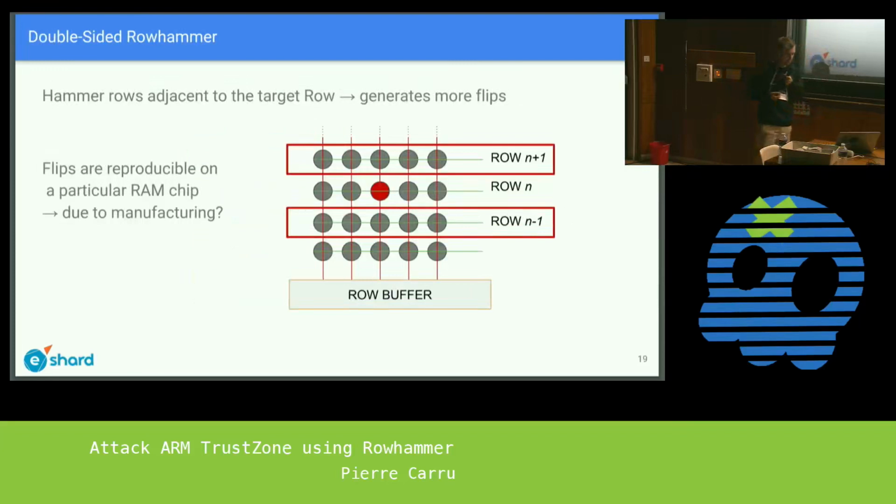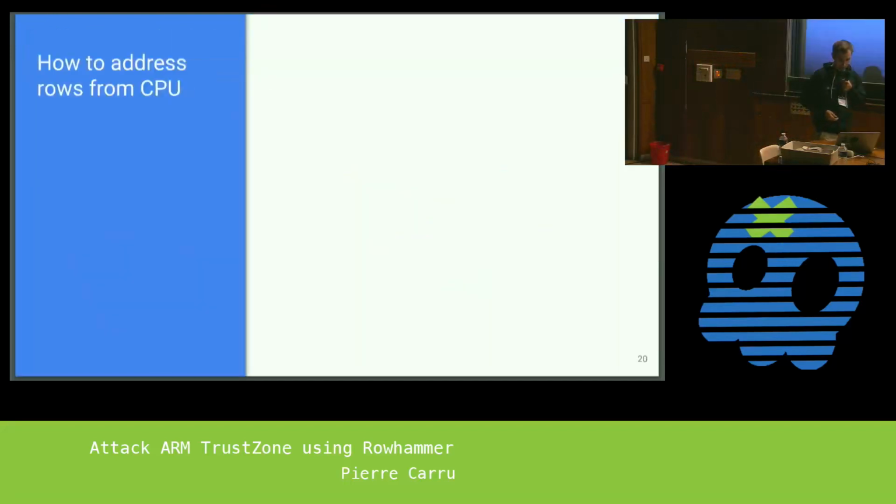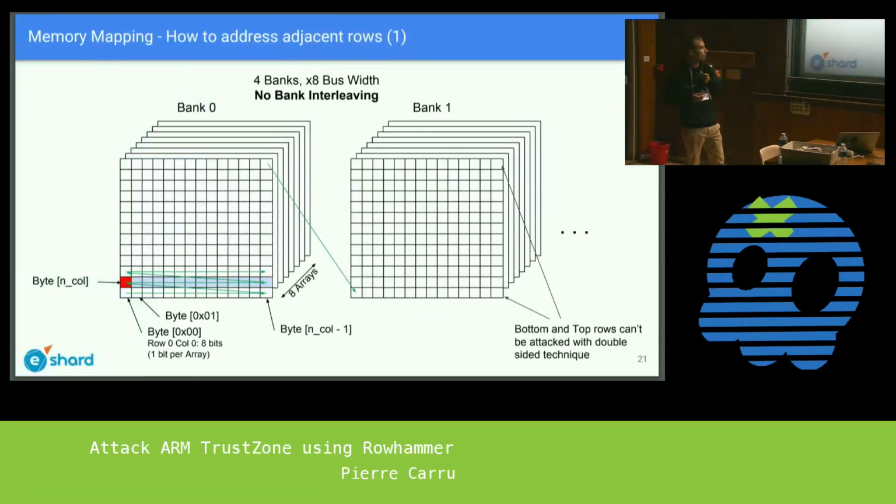One thing which is interesting: if you want to target a row n, the most efficient way is to hammer by accessing consecutively row n-1 and n+1. It's a kind of combo attack. So the problem we have is how do we address rows from the CPU, because all we have is addresses, and we don't even know about rows normally. So we need to determine the physical properties of the DRAM.